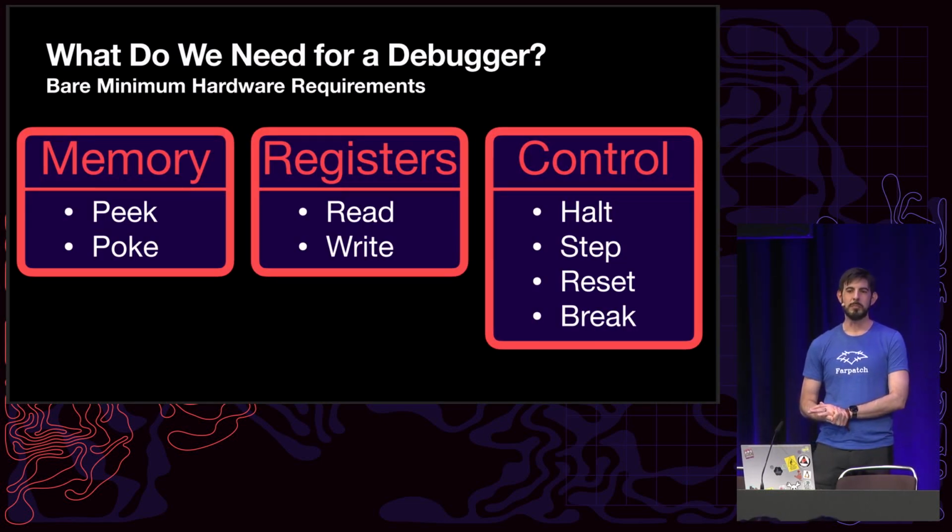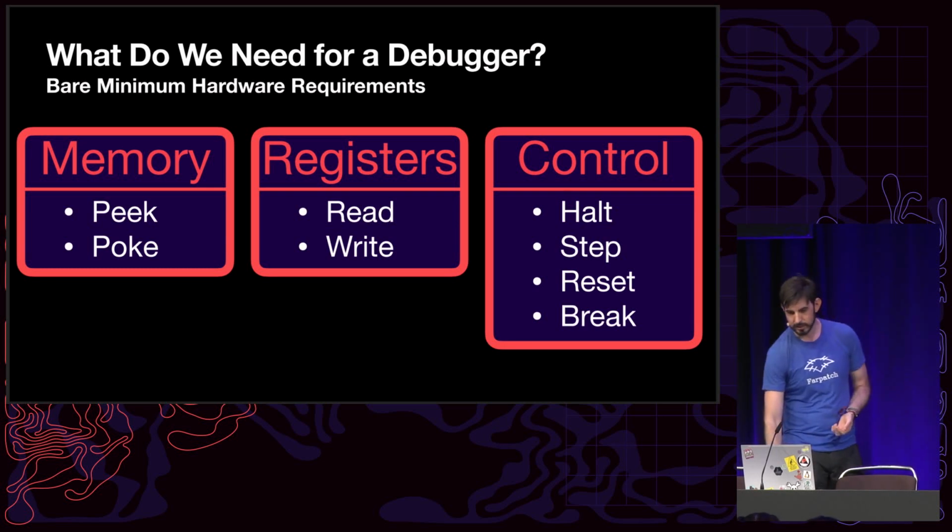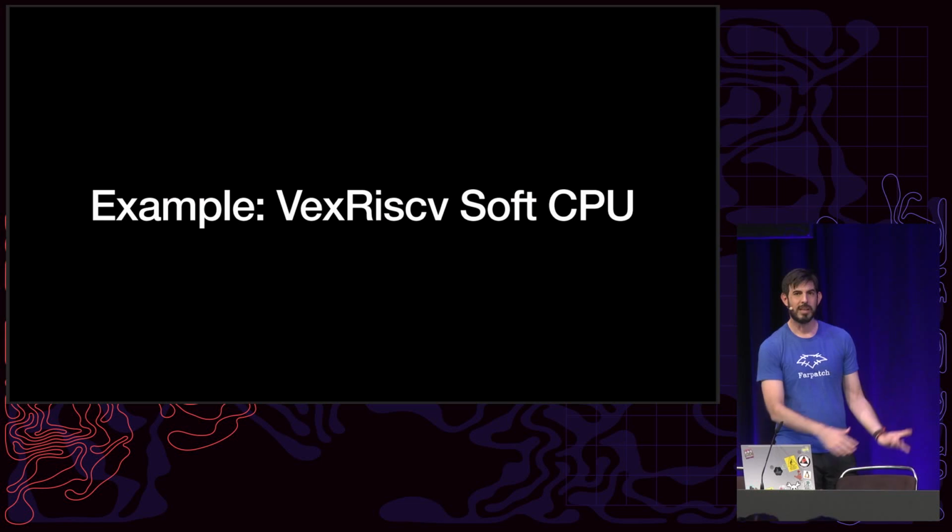If you want to make a debugger, you basically need these 8 things. We need a way to peek and poke memory. We need a way to read and write the registers of the CPU. And we need to be able to control the CPU, that is, halt it, single step it, reset it, or add a breakpoint. As an example, I'm going to talk about the VexRiscv soft core that we used for FOMU and for Be-Trusted.